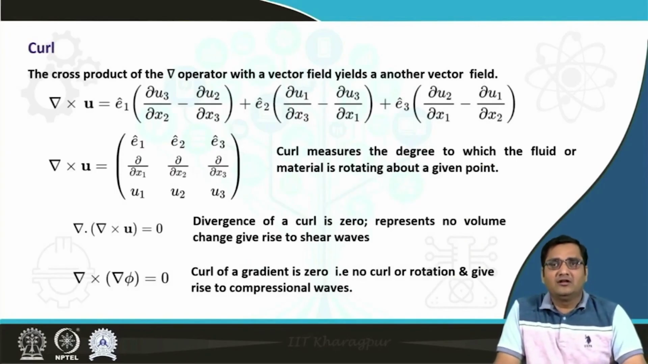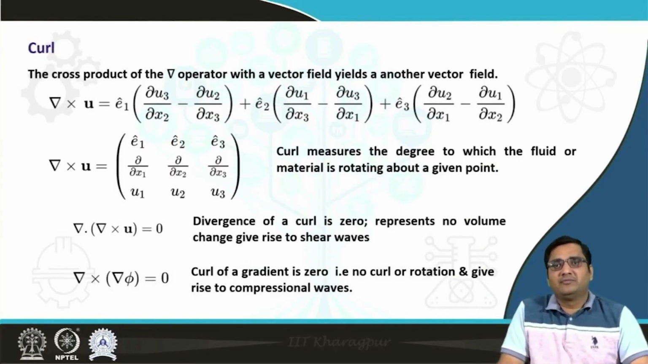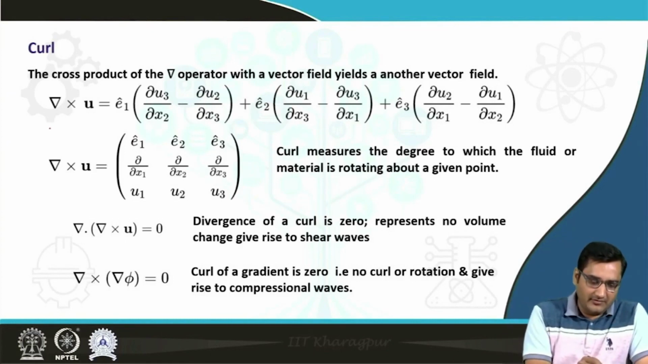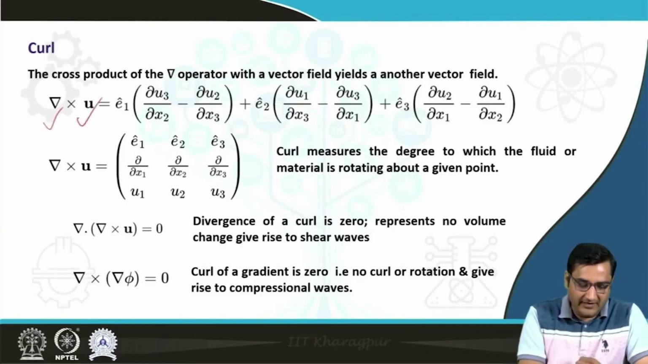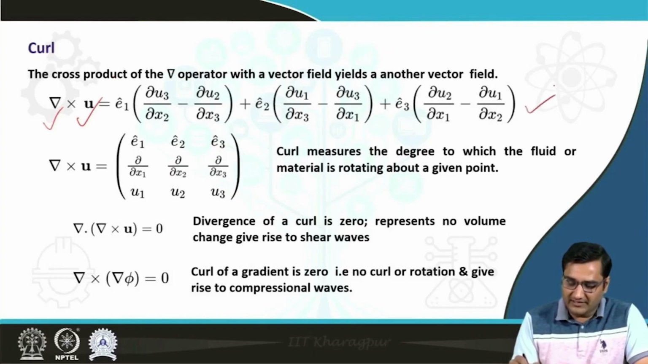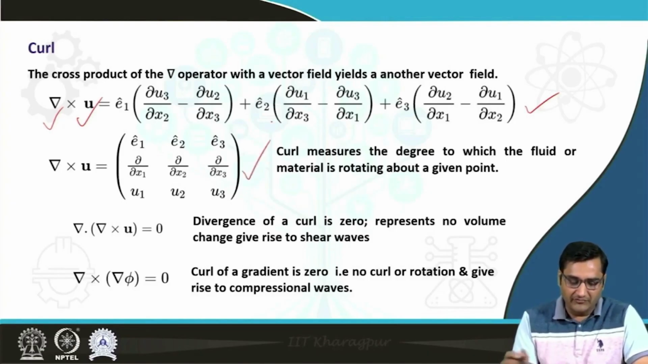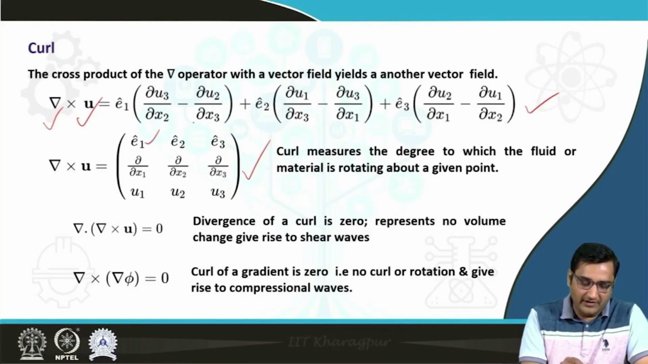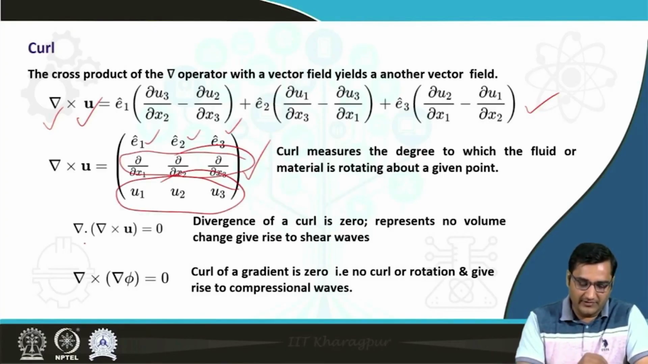The curl operator is basically applied to the vector field, and it yields another vector field, and this is your curl, del cross u, and when we take the cross product, it looks something like this. And in the determinant form, you can do the curl with the vector field using this matrix form, where the top row is E1 cap, E2 cap, E3 cap. This is your del operator, and this is your vector field.